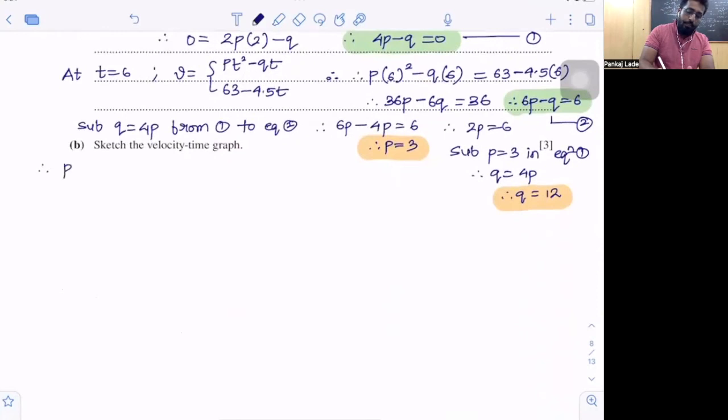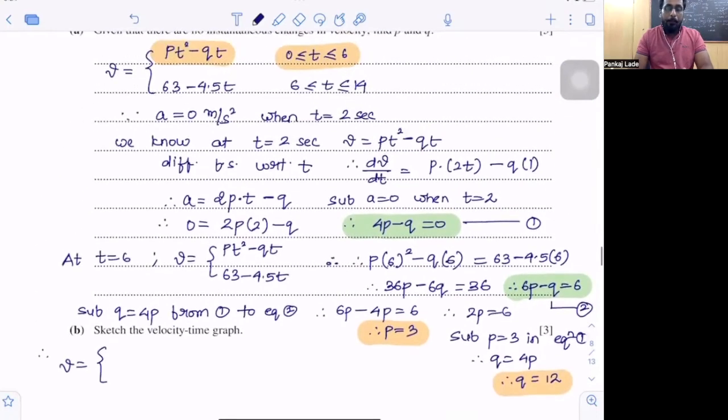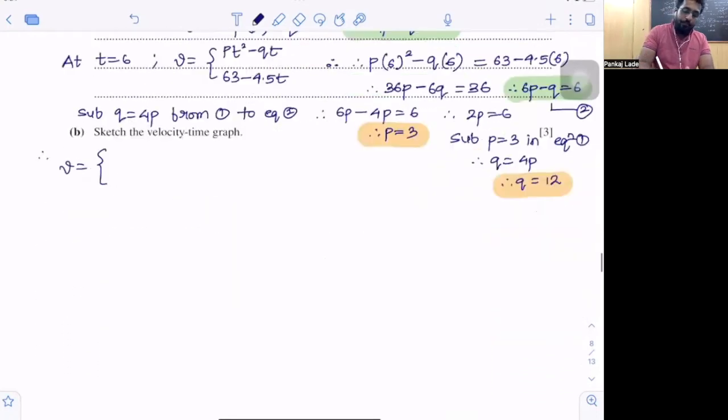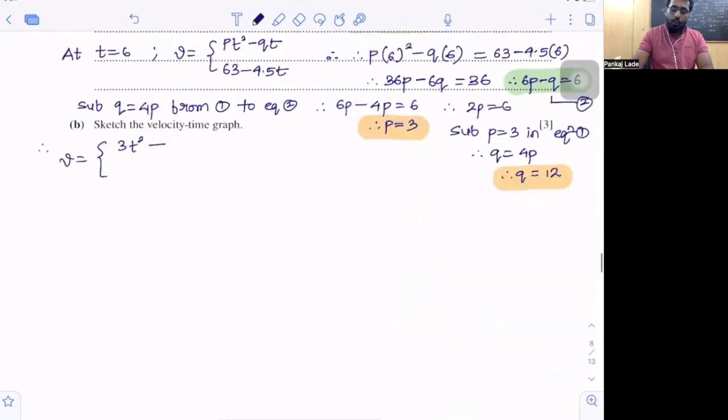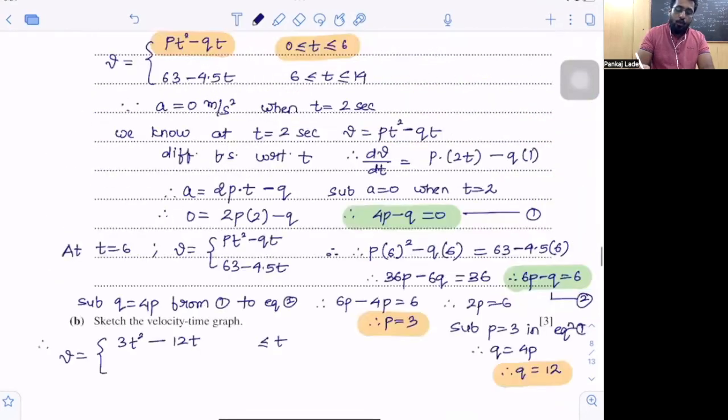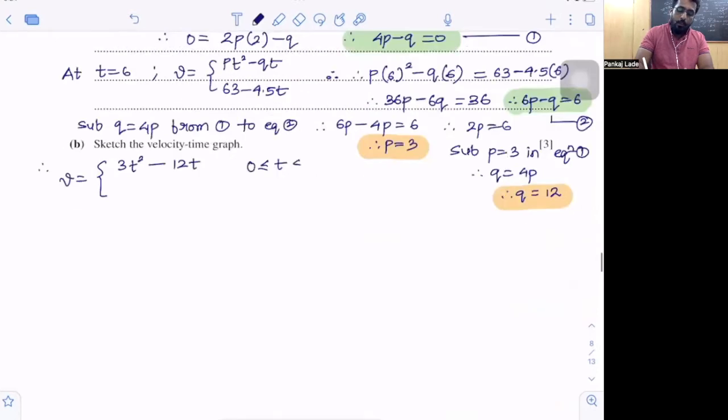Therefore, not p, sorry, v is equal to 3t square minus 12t, right? And t lies from 0 to 6. I needed two equations. Students, there are two unknowns, p and q. So for two unknowns, you will need two equations. So the two equations were brought from where?